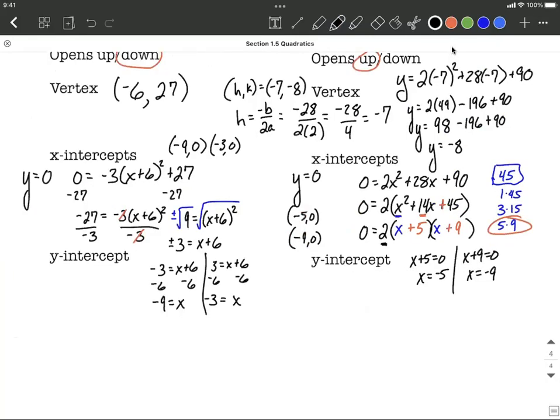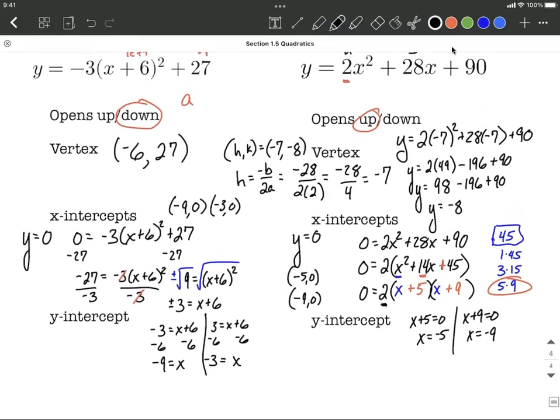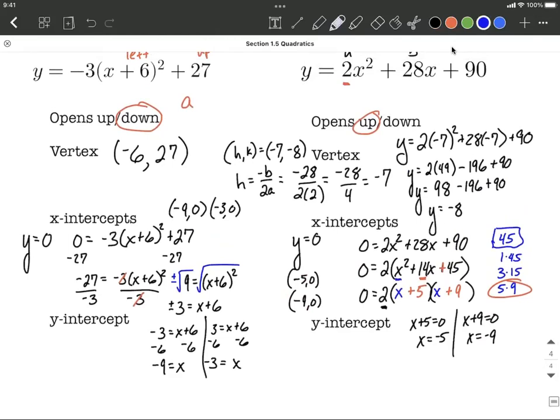All right, the last piece of the puzzle on this is trying to find y-intercepts. All y-intercepts are going to occur when x equals 0. So again, we have an x value. We have a function. We're going to replace the x in the function, or each of the x's in the function, with 0. So on the left one, we get y equals negative 3 times (0 plus 6) quantity squared plus 27. And on the right one, we're going to go y equals 2 times 0 squared plus 28 times 0 plus 90.